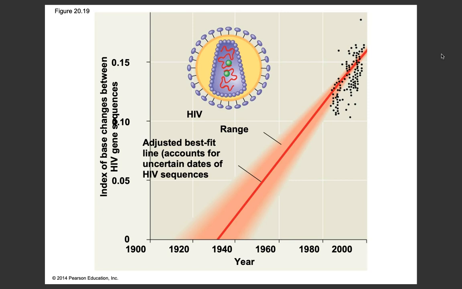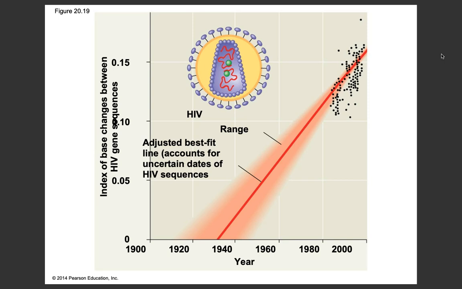It's showing you the index of the base changes between HIV gene sequences. That's what is being tracked here versus time. This is trying to date the origin of HIV. This particular strain is called HIV-1M. The black dots, the little data points up there, are based on DNA sequences of an HIV gene in a patient's blood, from patient blood samples.